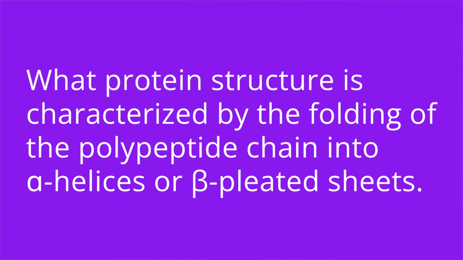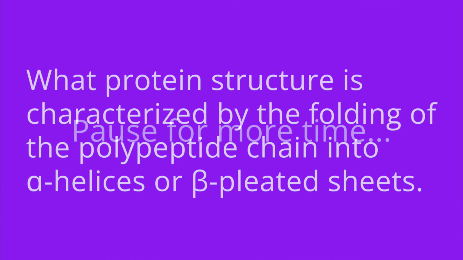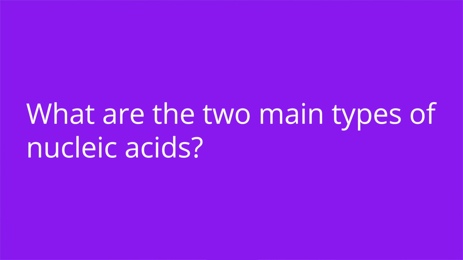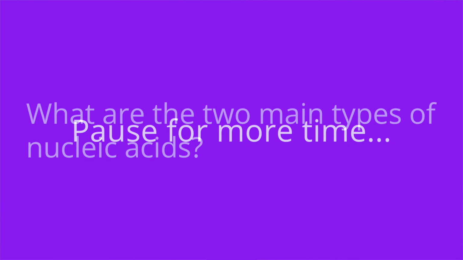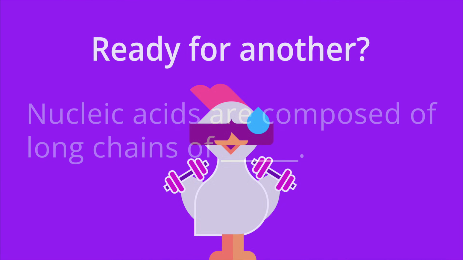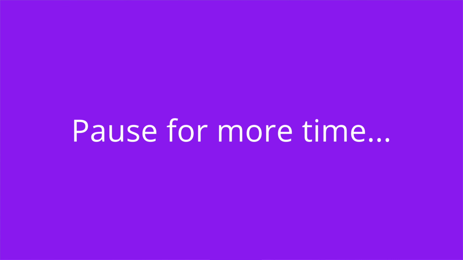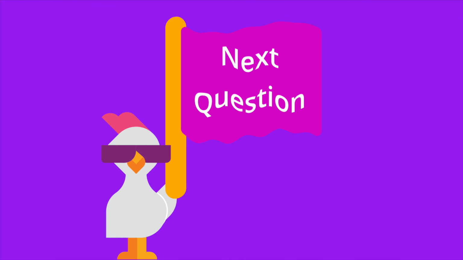Number 3. What protein structure is characterized by the folding of the polypeptide chain into alpha helices or beta pleated sheets? The answer is the secondary structure. Number 4. What are the 2 main types of nucleic acids? The answer is DNA and RNA. Number 5. Nucleic acids are composed of long chains of blank. The answer is nucleotides.